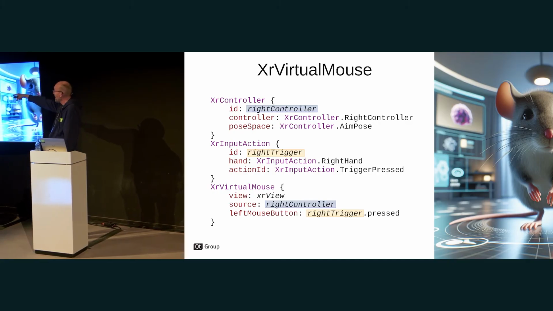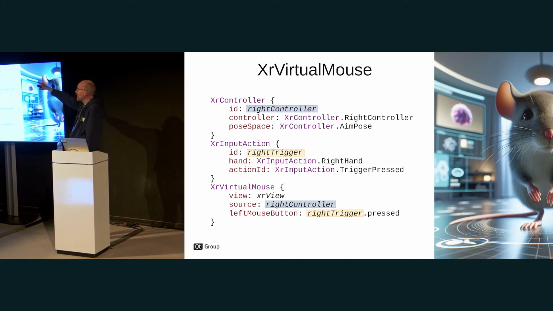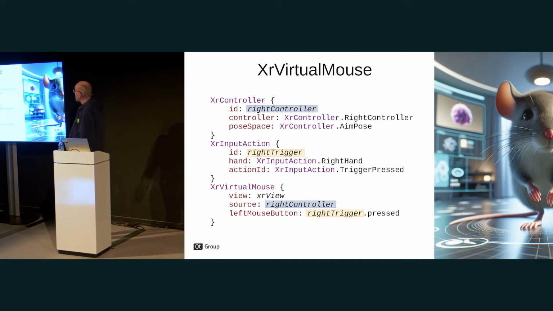First, we say we need a controller, and we need an action. So the controller we call right controller. The action is when we press the trigger on the right hand. Oops, I brought the wrong controller.